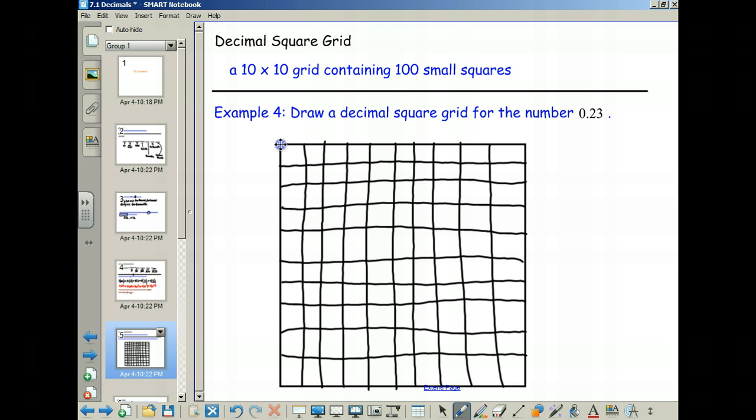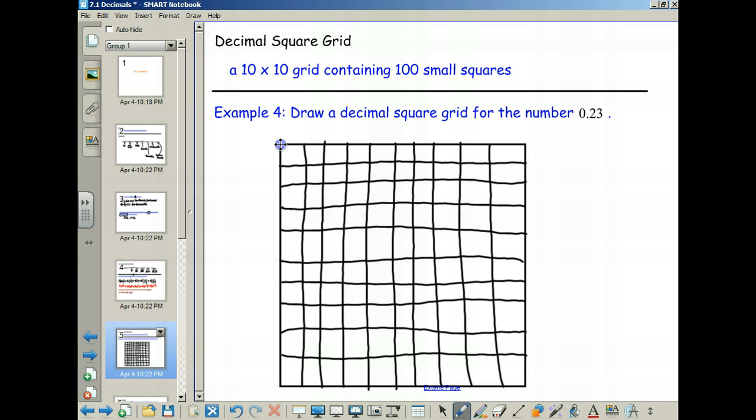And so here's my decimal square grid. I've got a 10 by 10 grid, which has 100 squares. And we're going to shade in, that is, we're going to draw a square grid for the number 23 hundredths. The decimal 0.23 is 23 hundredths. Well, this grid has hundredths. Each of the little squares is 1/100th of the value. Okay, the whole big box is the number 1. In the grid, I can fill in 23 of them.